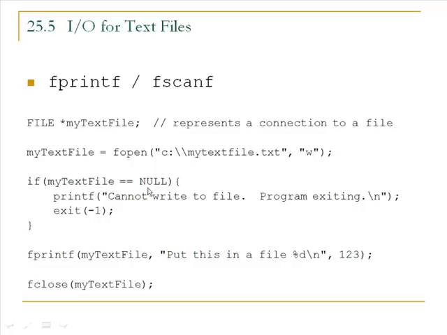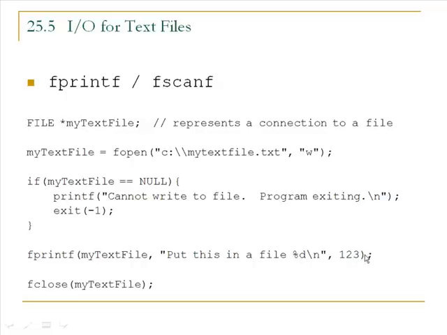So you should really check and make sure that you did make a connection to a file. And now you're used to the printf function for putting things out on the console. There's a similar function called fprintf, and the first parameter is a file pointer, and the rest of it works the same way. So with this code, we would open a text file and then write into it a string, "put this in the file", and the number 123.